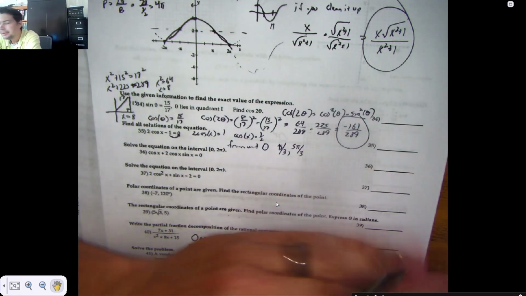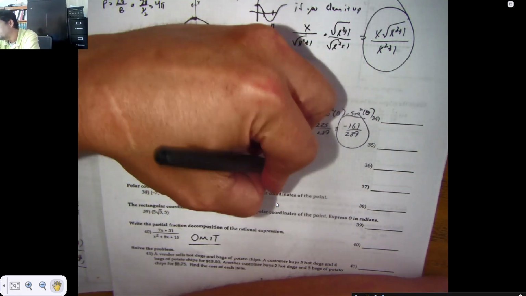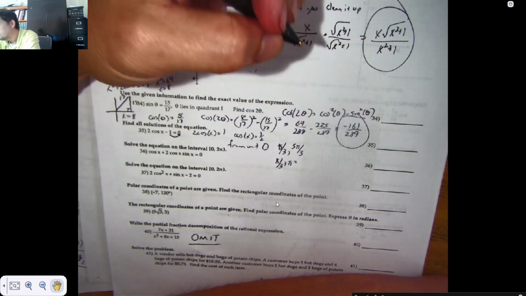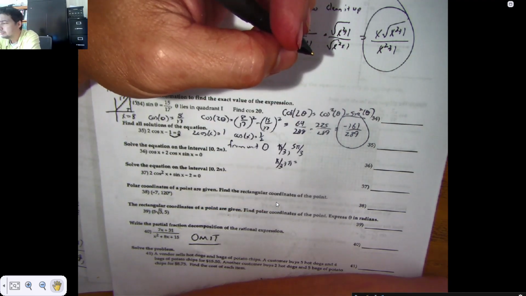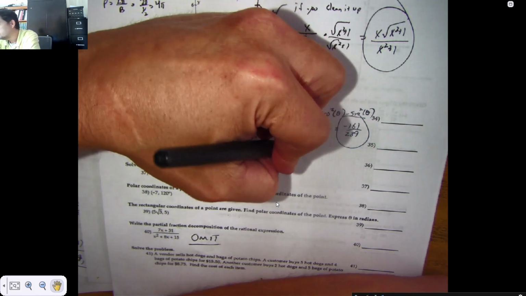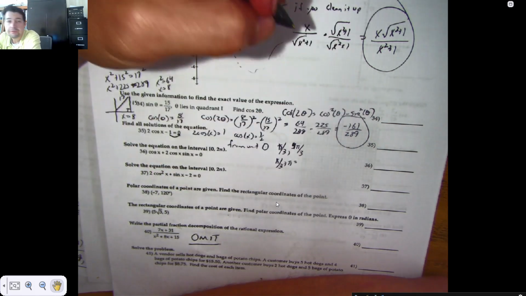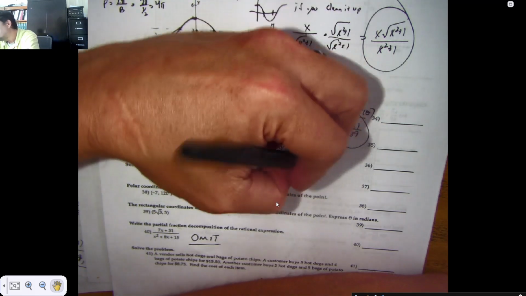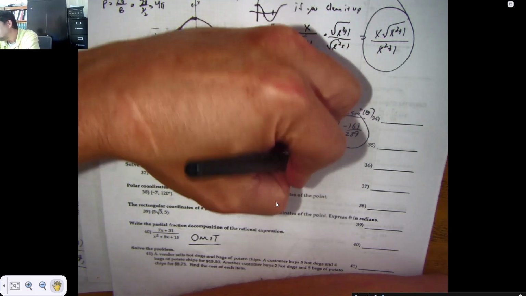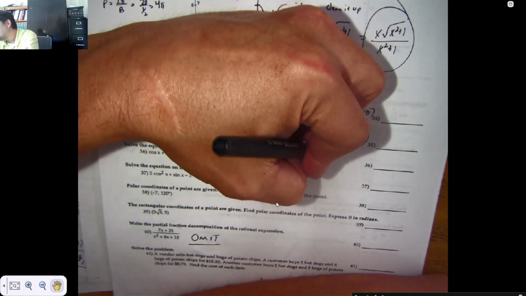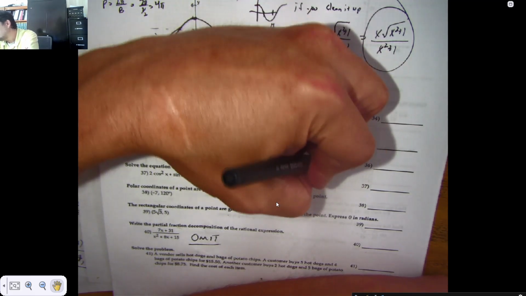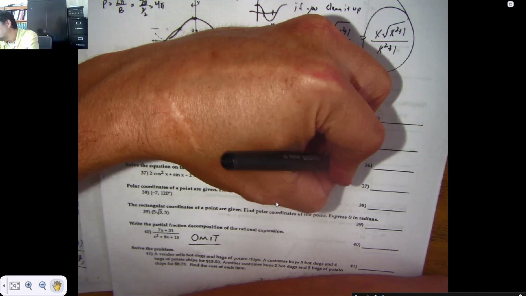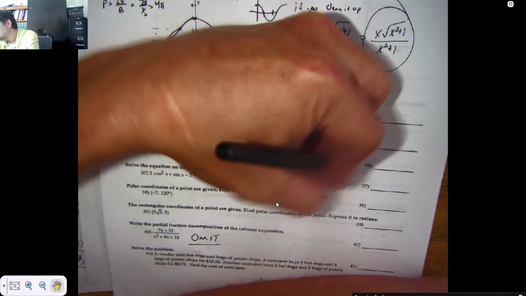And there's a pattern here. It turns out that pi over 3 plus pi, nope, that's not right. 4 pi over 3 is the other one. Pi over 3 plus pi is 4 pi over 3. So the pattern here is pi over 3 plus k pi, where k is an integer.